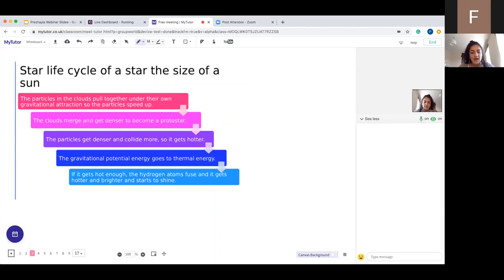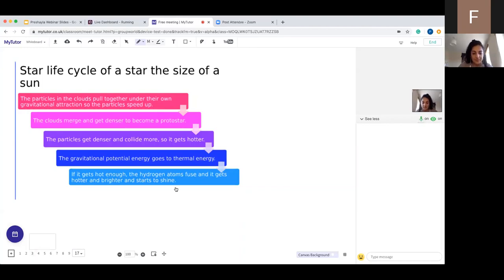Then we talked about the life cycle of a star that is quite close to the size of the sun. So the particles in the cloud pull together under gravitational attraction, and the particles speed up. We get denser, we get hotter, and we become a protostar. Denser and collide even more, we get even hotter. The gravitational potential energy is being changed into thermal energy, which makes the star burn. And if it does get hot enough, hydrogen starts to fuse, and we get hotter and brighter, and the star starts to shine.